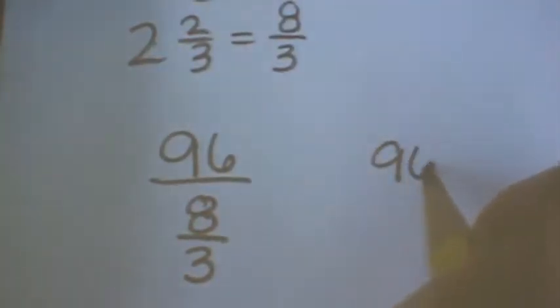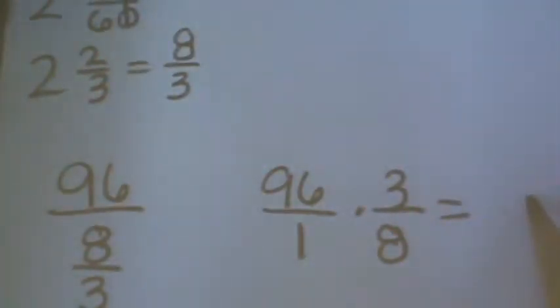So Vito can read 96 pages in 8/3 hour. But we don't divide two fractions. What we do is we multiply by the reciprocal. And you're going to see that the answer is 36 when you do this. So the answer is 36.